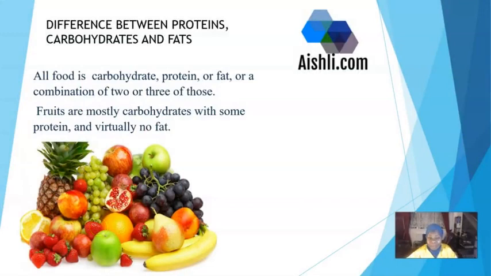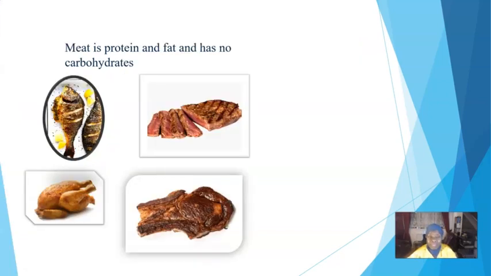All food is carbohydrate, protein, or fat, or a combination of all three of them, yeah? Fruits are mostly carbohydrates with virtually no fat in them. Meat is protein and fat and has no carbohydrate. As you can see, pictures of meat, chicken, fish.